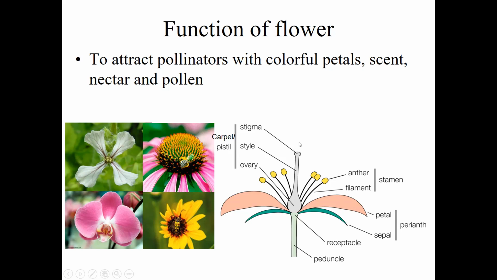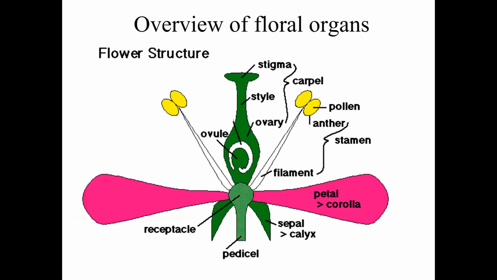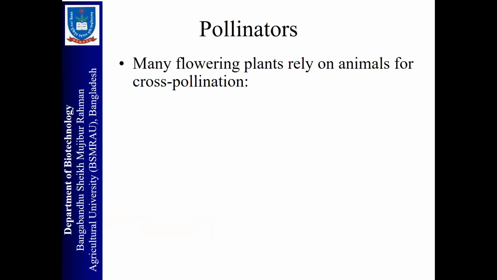In the ovary, actually, when pollen fertilizes, it moves to the stigma, there is a tube and it moves to the ovary and fertilization takes place. An overview of floral organs, I already discussed, so you can easily understand, and these are not so difficult. Now the question is pollinators.